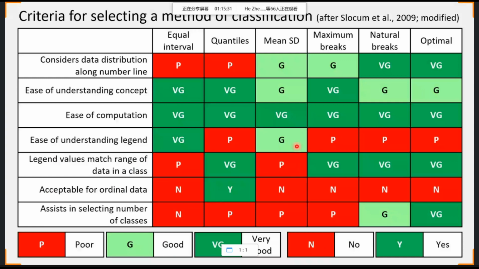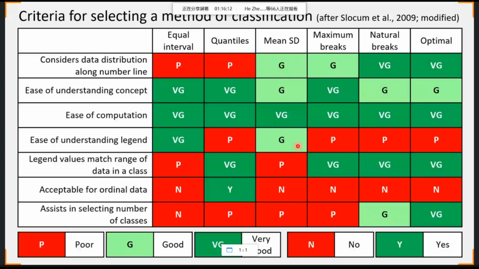Here it's just good understanding of legend, because with these standard deviations in the mean standard deviation method, it's sometimes a bit strange for users what that means. So if you're perfectly familiar with standard deviation, then it would be very good here. So this is the problem, of course, with this assessment, that it depends in part on the users. And so we have a general assessment which should be varied a bit depending on the kind of users and the kind of situation where this method is applied.